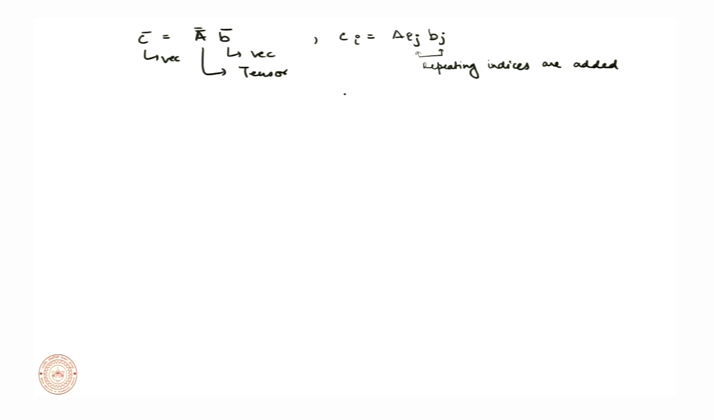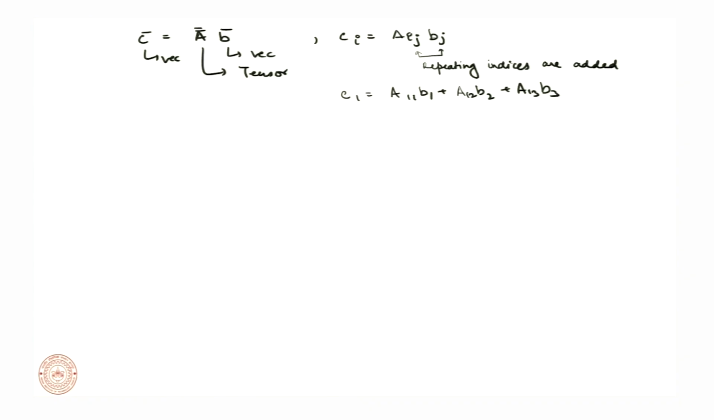Okay, so which will give me that c1 equals a11 b1, now i is fixed in this, that is 1, plus a12 b2 plus a13 b3. All right, and so on. c2 will be a21 b1, a22 b2, a23 b3, and likewise for c3. So these are vector additions. Then we can have tensor products, which are typically when you are combining two tensors together.